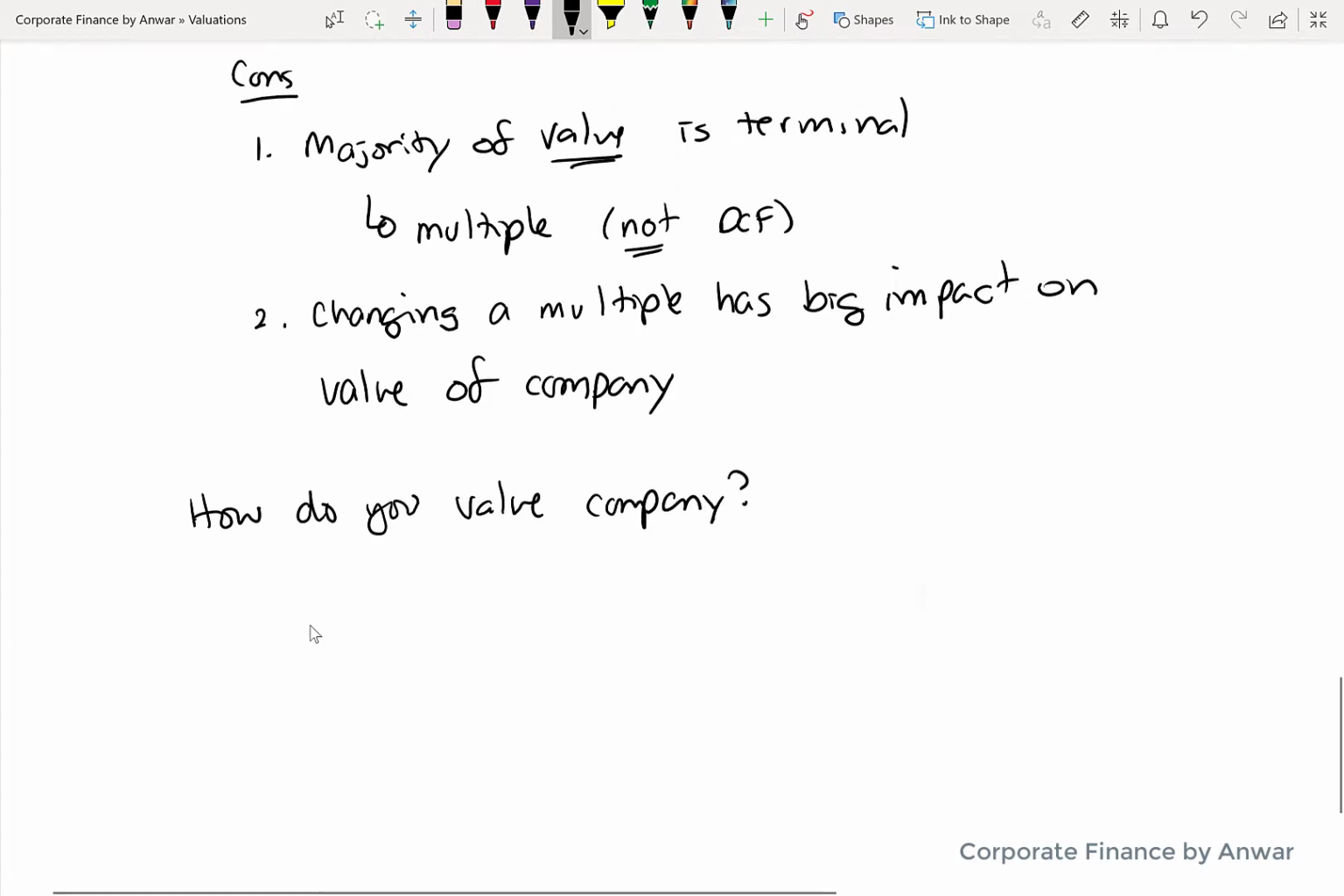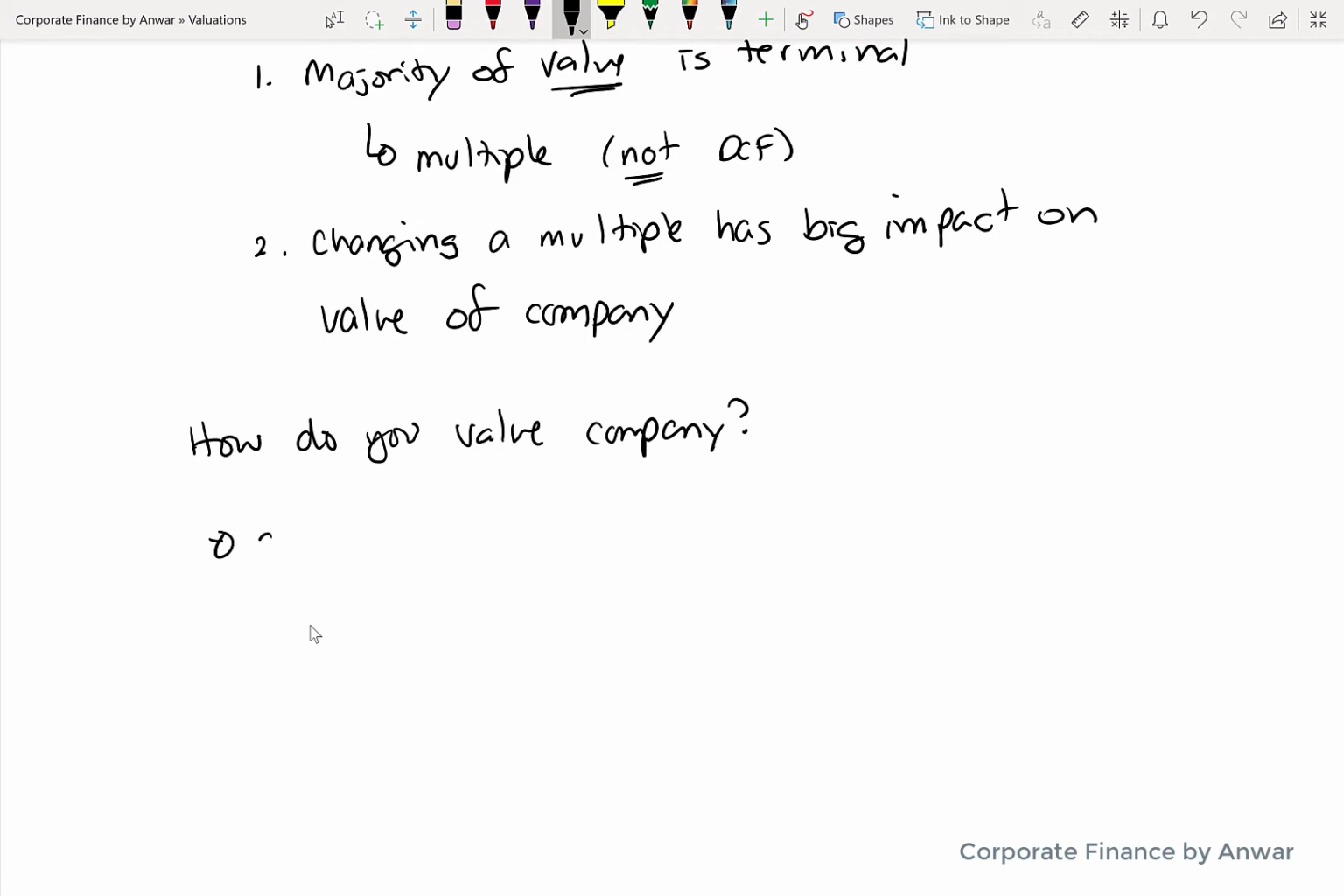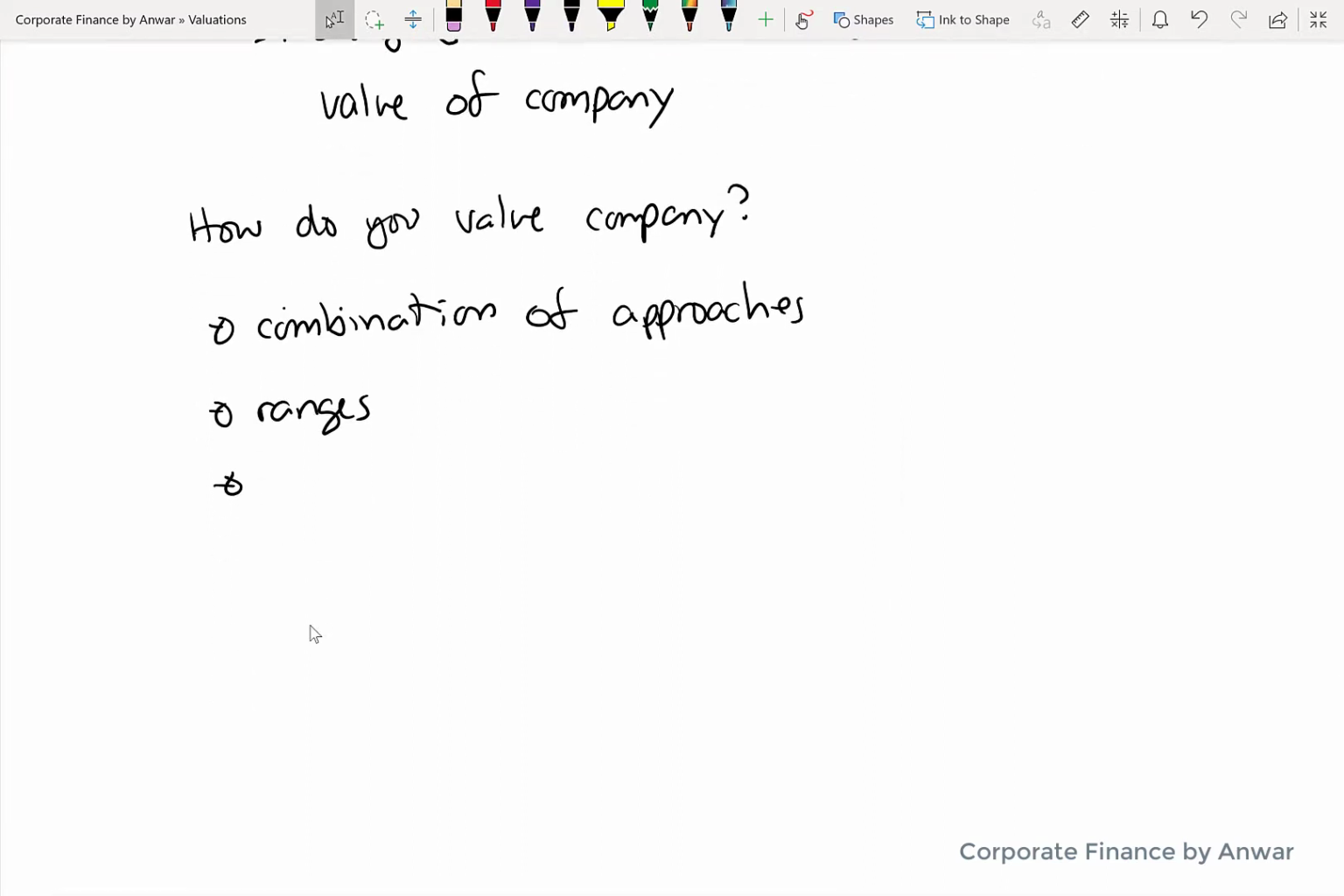So then the question is, we've gone through the approaches. How do you value a company? How should you? There's multiple approaches. Which one is the best? The answer is there really is no best one. In real life, it's usually a combination of all of the approaches that are done. The discounted cash flow is an important one, but you do all of them: multiples, DCF, and you can do the DCF with both types of terminal values, with a multiple or with a perpetuity.